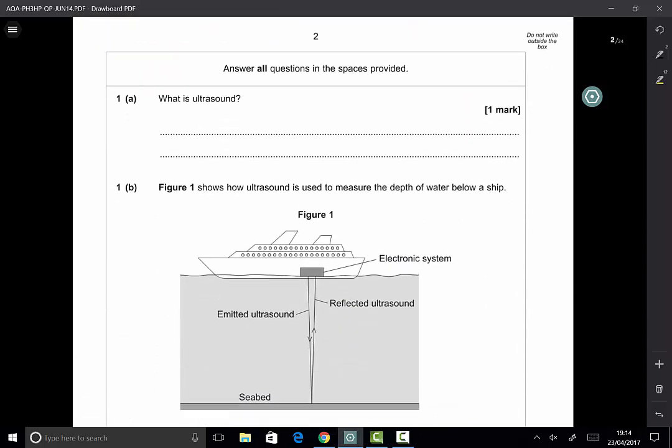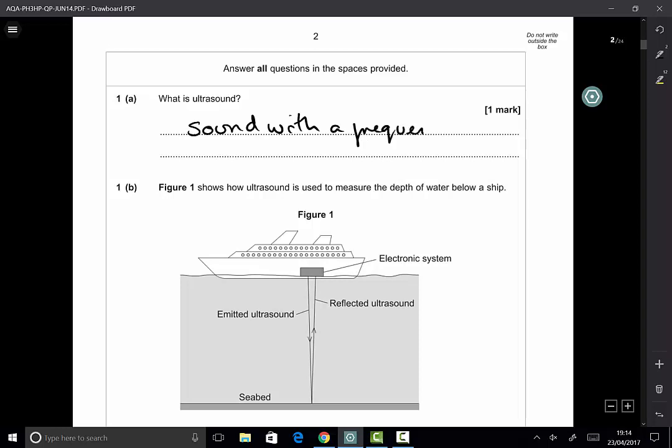What is ultrasound? It is sound with a frequency above 20,000 Hertz or 20 kilohertz.